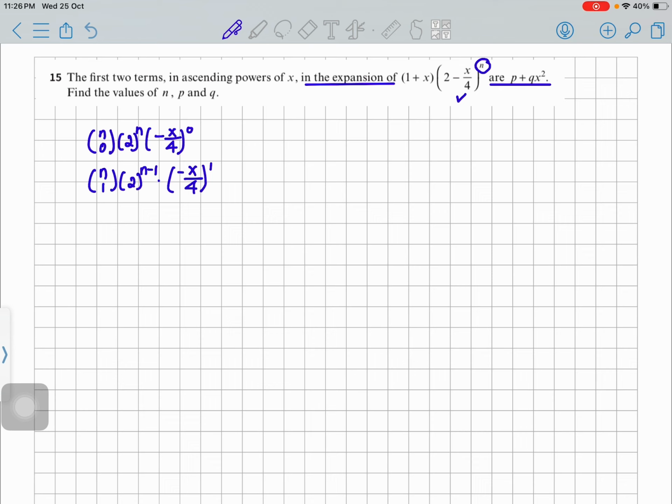And can I stop here with the first two terms? I can't, because I realize in the question they have a qx squared. It means I need the x squared term. So I have to go one more layer. So what will that be? n choose 2, 2 power n minus 2, negative x over 4, power of 2.